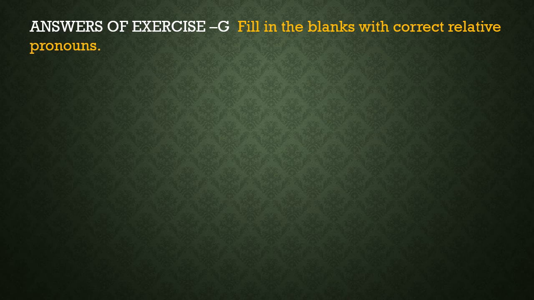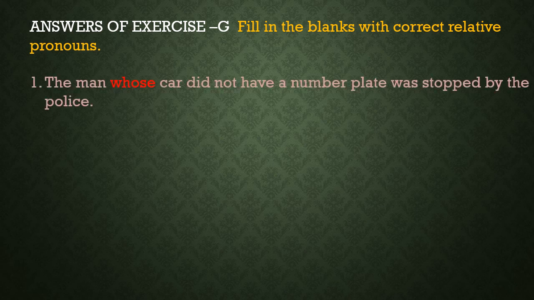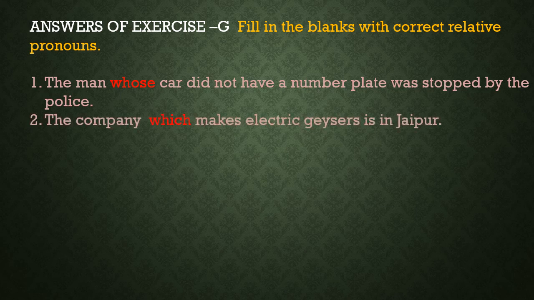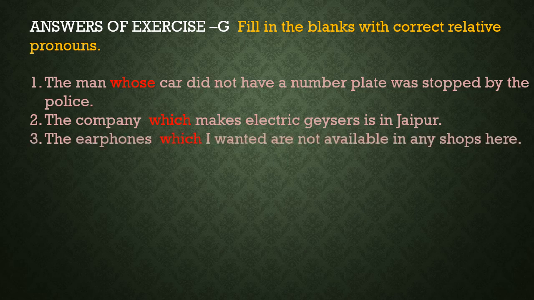Answers of exercise G. Number 1, the man whose car did not have a number plate was stopped by the police. I have highlighted the answers, so you can check it quickly. Number 2, the company which makes electric geysers is in Jaipur. Number 3, the earphones which I wanted are not available in any shops here.